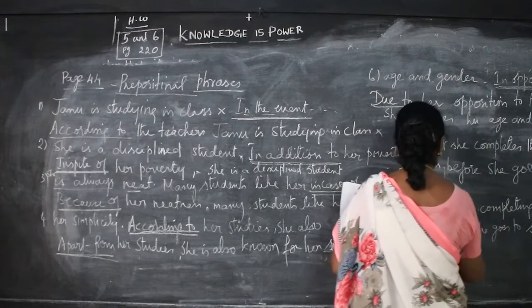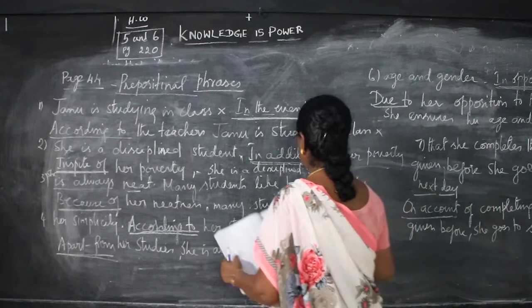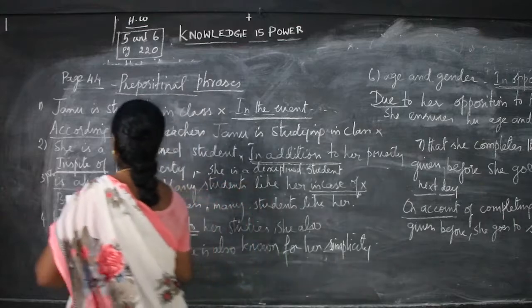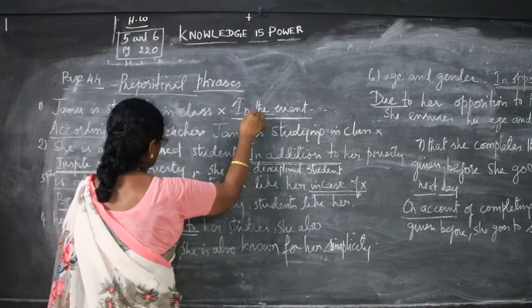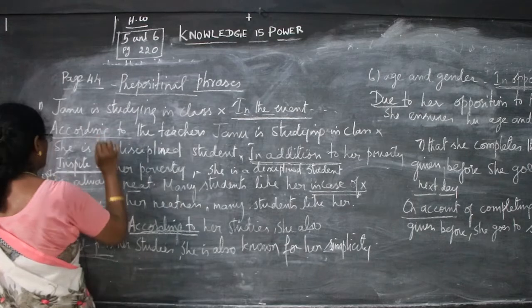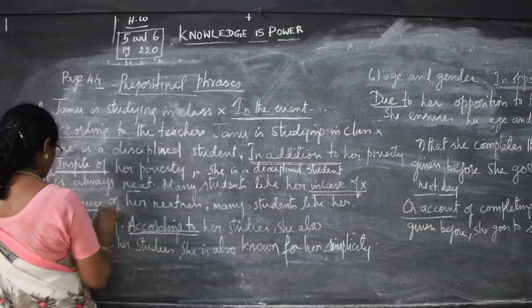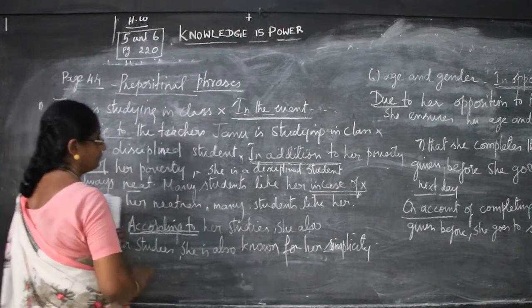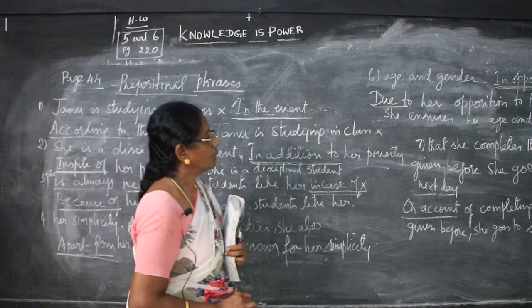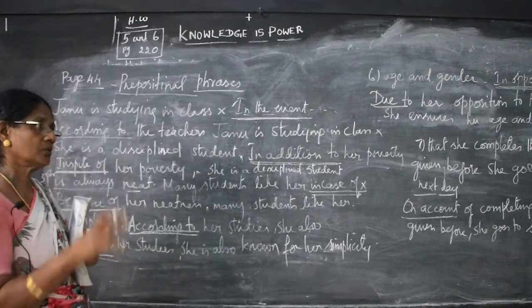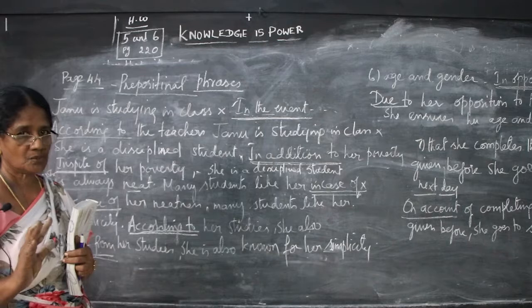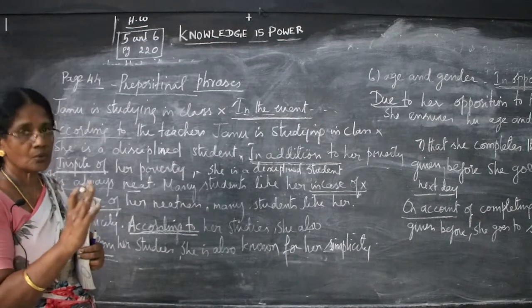So, I hope you are able to follow this very clearly regarding the prepositional phrase. First we saw the prepositional phrases: in the event of, according to, in spite of, because of, apart from, due to, on account of. These are all the prepositional phrases that you have to fit into the sentence in such a way that the sentence does not go wrong at all.